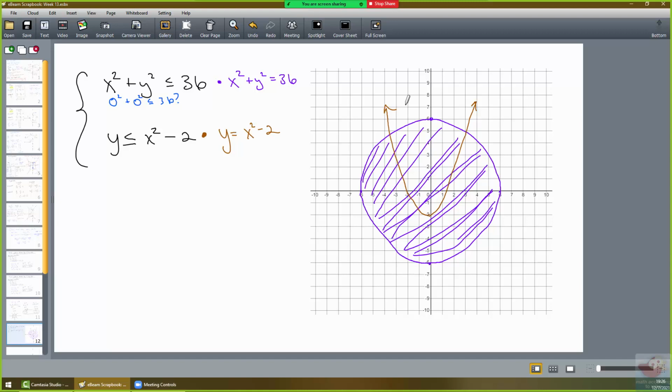So draw your curve is the first step. Second one is pick a test point. We can pick 0, 0 again because it's not on the parabola itself. If I put in 0 for x and 0 for y. I'm sorry, what was the second step? Pick a test point. So I picked 0, 0.